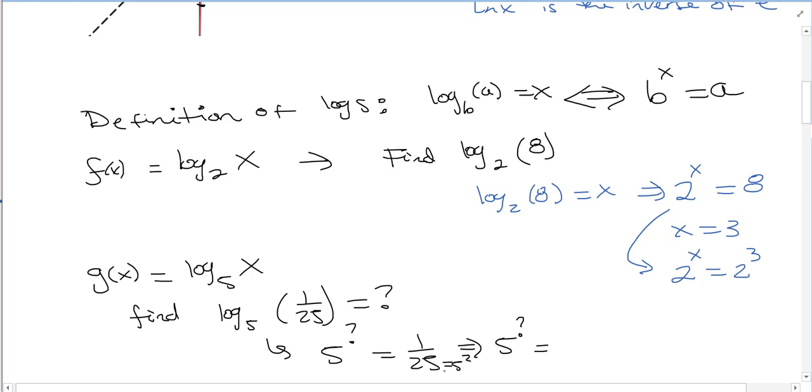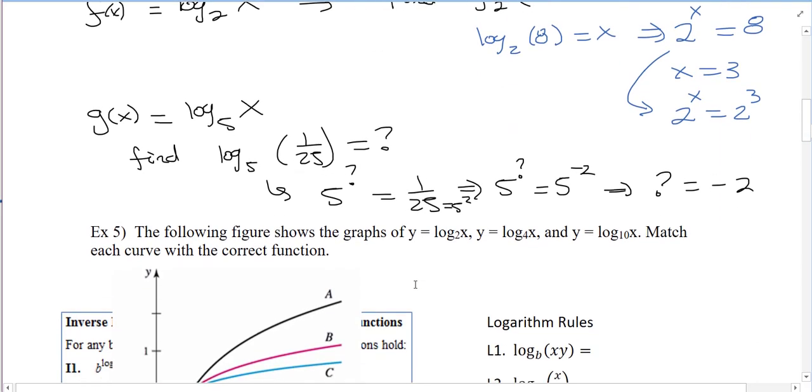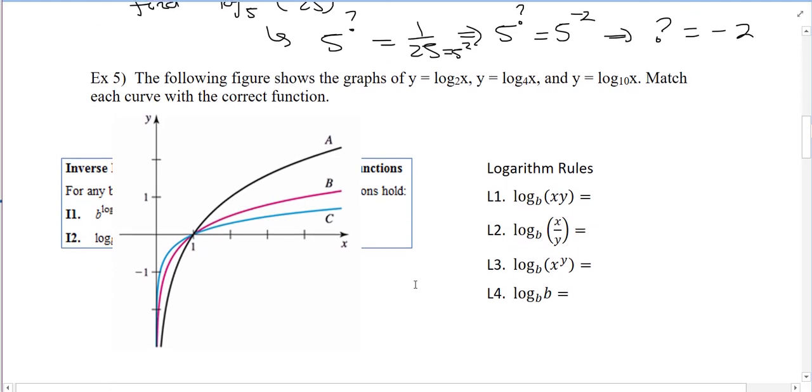5 to the question mark equals... 25 is 5 squared, right? So then this will be 5 to the minus 2, which means that the question mark is negative 2. So log base 5 of 1 over 25 is negative 2. So the logarithm is the exponent. What exponent do you put on 5 to get whatever value x is? All right, so now that we know that, let's try this example.